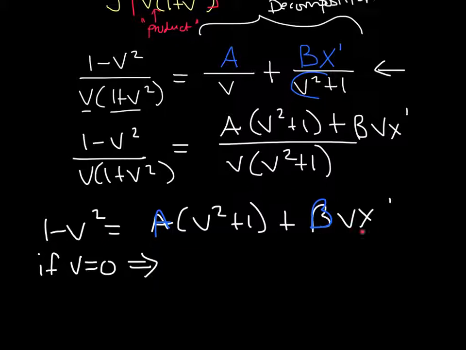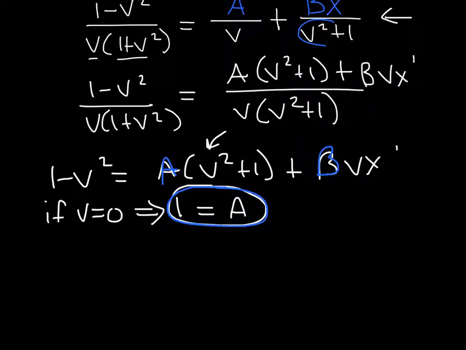But I'm inputting 0 into this equation. So if I input 0 here, well, 1 minus 0, that's just 1, equals, right? And then I'm inputting 0 here, so that's really 0 plus 1, so you just get a. So a is 1. Okay, so I found my a.